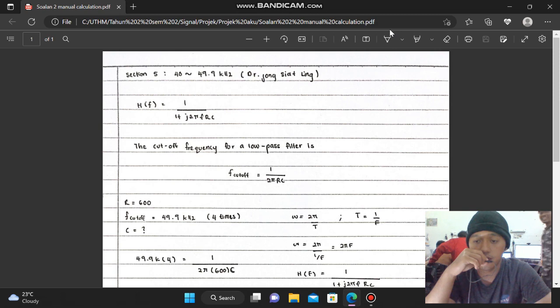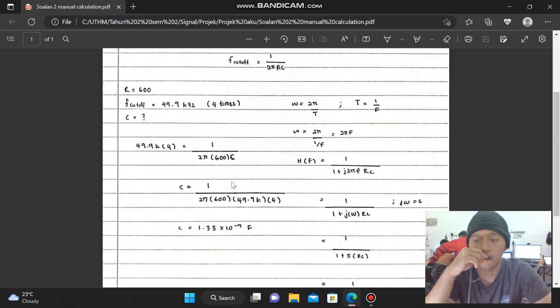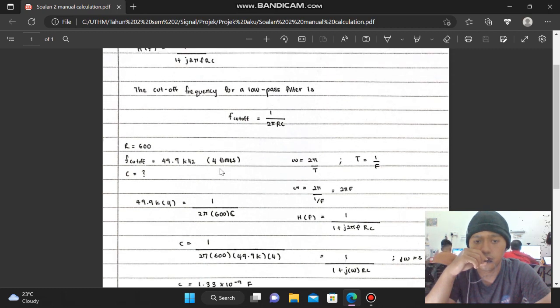We are required to use a frequency from 14 until 49.9. My team members decided to use 49.9 kilohertz, and our lecturer is Dr. John Xialing. For the resistor, we use 600, and then we must find C, the capacitor. We use the formula and put in the values that we already have: 1 divided by 2 pi multiplied by 600 and multiplied by 49.9, and then multiplied by 4. Because it is 4 times, we get the capacitor as 1.33 nanofarad.